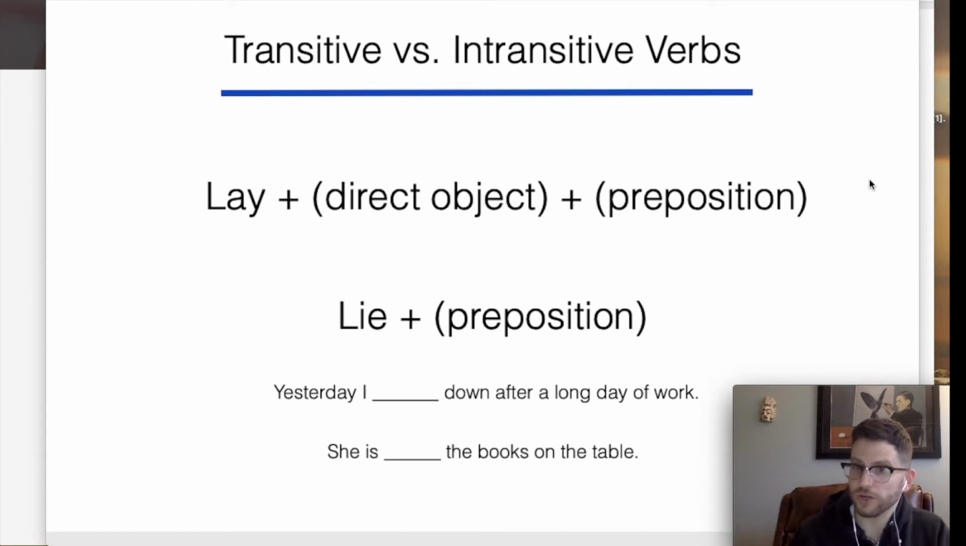Now, intransitive verbs, when you see the prefix in, just think not. Okay, so intransitive is not transitive. It means that that verb does not attach directly to an object. In fact, intransitive verbs do not have objects. Intransitive verbs are in the sentence, and they are then followed by a preposition. Prepositions, again, show relationships between nouns. So in, on, under, those are all examples of prepositions.